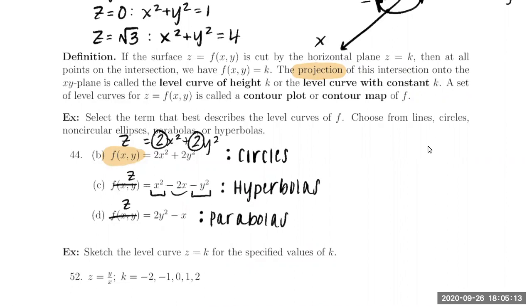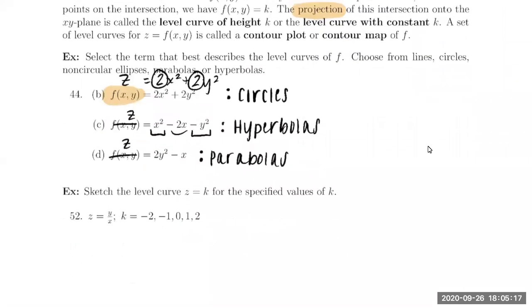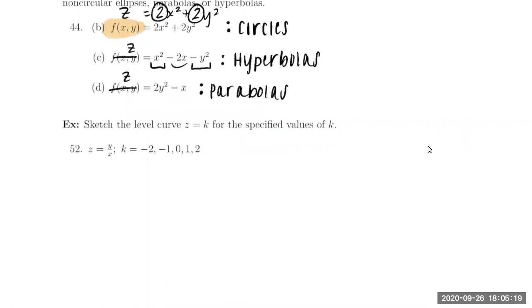All right, so we've had some practice identifying types of level curves. Now let's practice with sketching some. So in this example, I want to sketch the level curve z equals k for the specified values of k. All right, so let's zero in here on our function. This looks kind of like a reciprocal function here. However, I want to note that because I'm dividing by x, I need to ensure that x is non-zero.